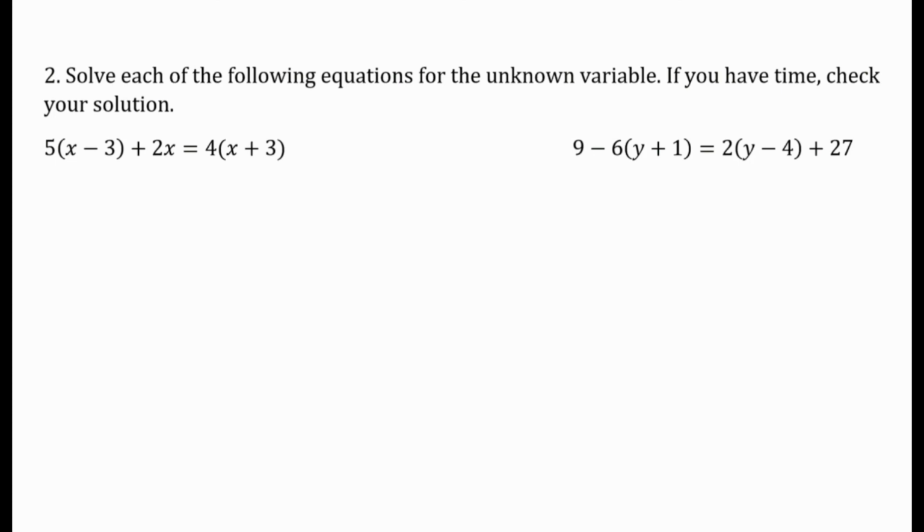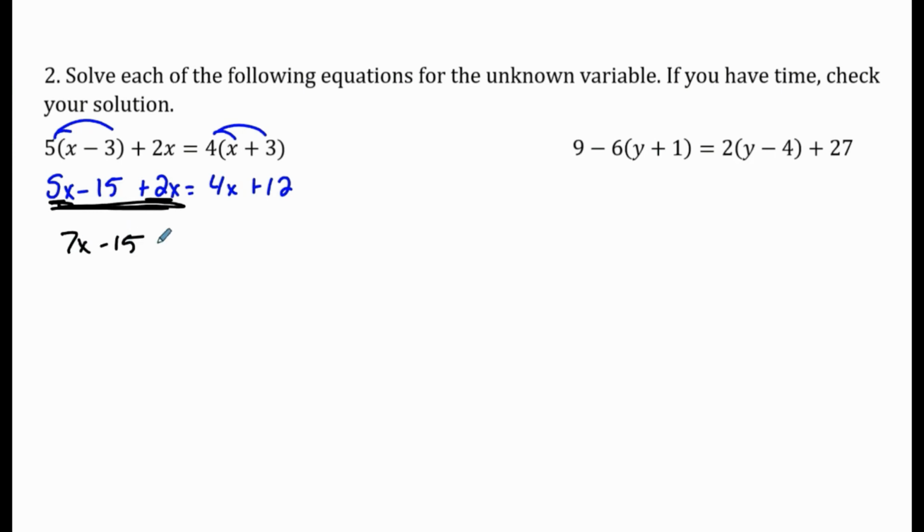In this first one, I see I have variables on both sides, so I'm just going to start by using the distributive property. 5x minus 15 plus 2x equals, I have to apply the distributive property again, 4x plus 12. Okay, well, let's look at this left-hand side here. I can combine these x's together. I have 5x and another positive 2x. That gives me 7x minus 15 equals 4x plus 12.